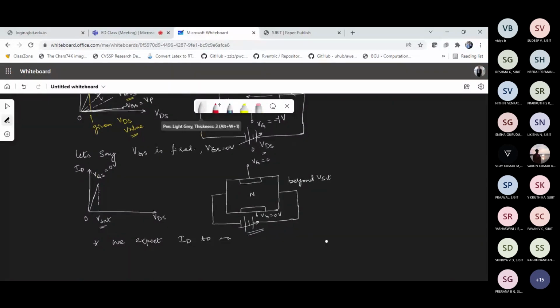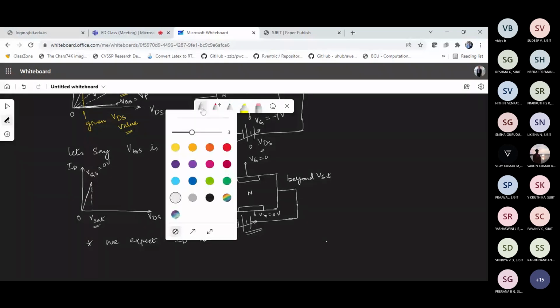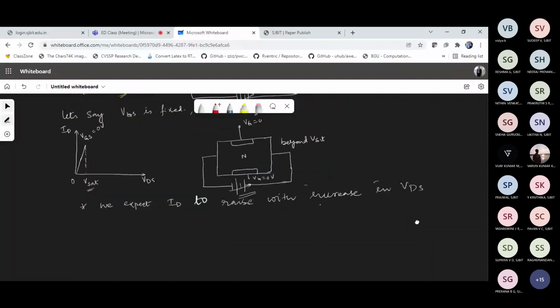So what was I trying to write? I was just trying to say that we expect ID to raise with increase in VDS. But this will not happen forever.